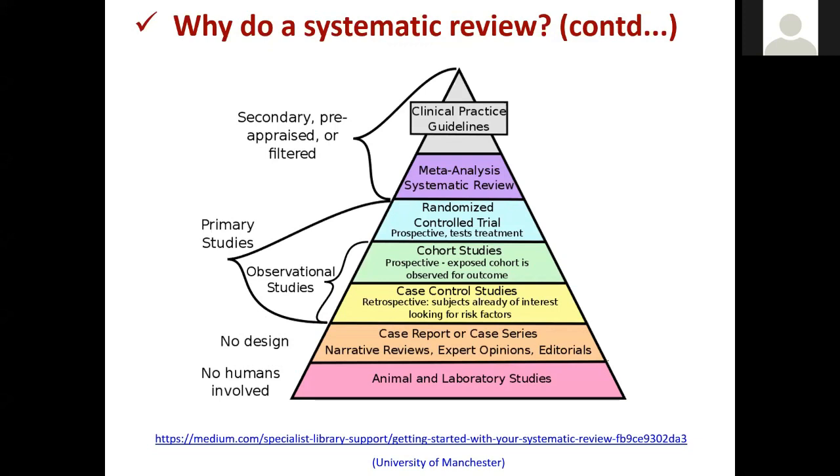So in the evidence pyramid, if we look at the hierarchy of evidence, we'll see that meta-analysis and systematic reviews are placed high up, towards the top of the pyramid. That is because the evidence that they provide is high quality. It's top-notch, based upon which clinical practice guidelines and recommendations are made.